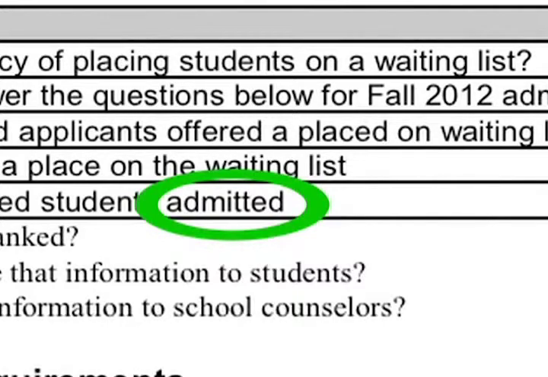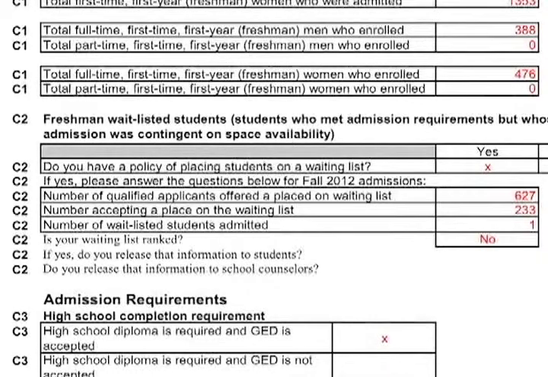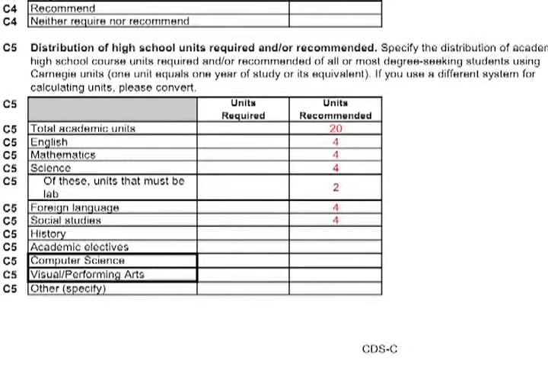Now we're going to move on down. You can look at C3. It's really interesting. C4. But let's look at C5, which is also very interesting. In section C5, it lets you know what is required versus what is recommended, and you can get a sense of what the expectation is in terms of your courses for high school from them.